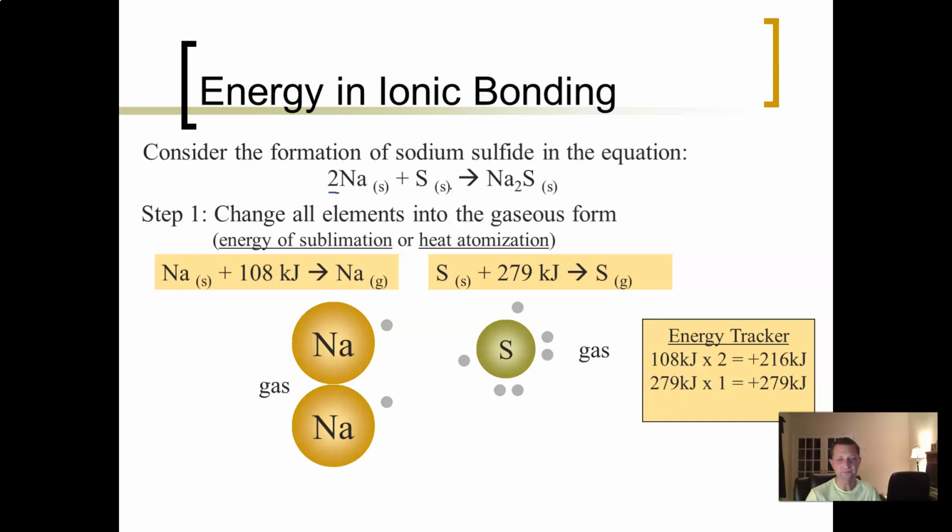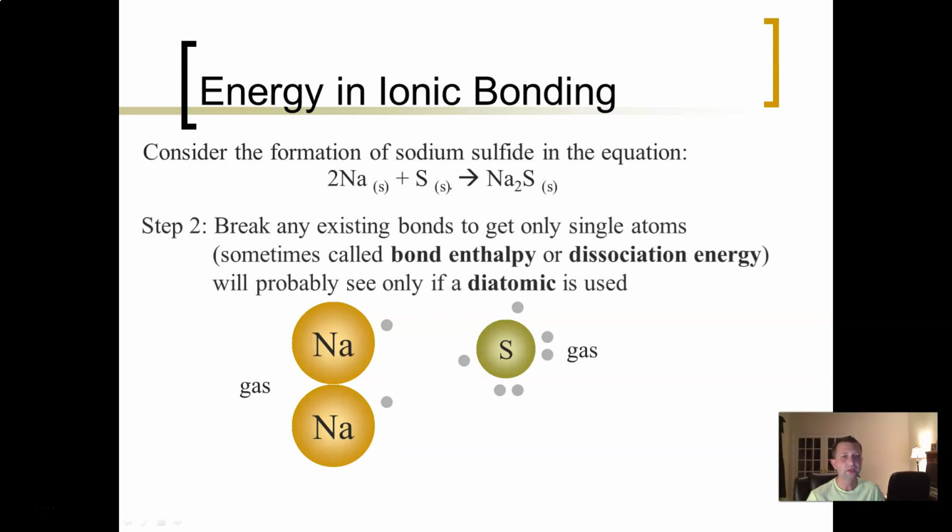That is step 1. Step 2. Sometimes you will not have to do this. This is one case where you don't have to. But I'm going to talk about it real quick anyway. Step 2, you want to break any existing bonds so you only get single atoms. This is called the bond enthalpy or dissociation energy. You'll see either one. You're also only going to really see this if a diatomic is in use. Okay? There are no diatomics here. Look at your equation. There's none there.